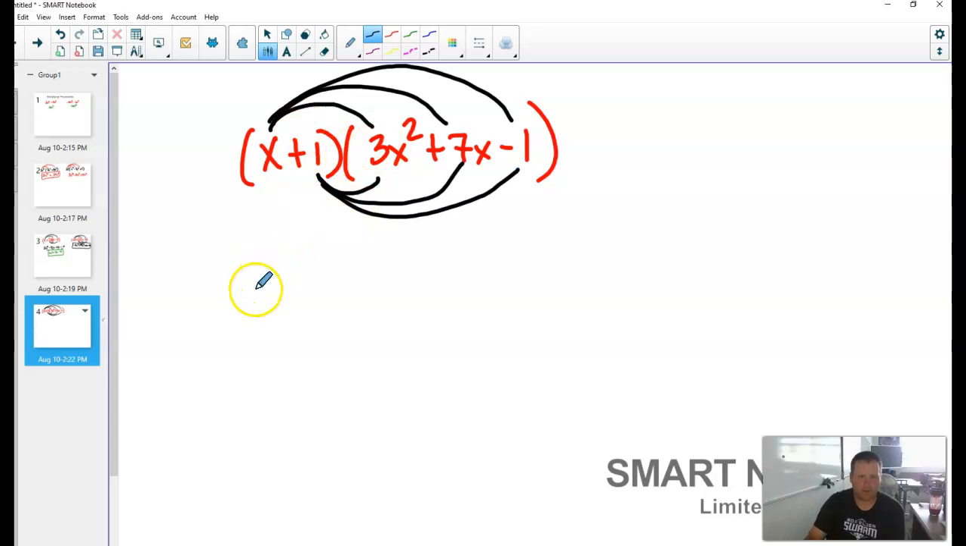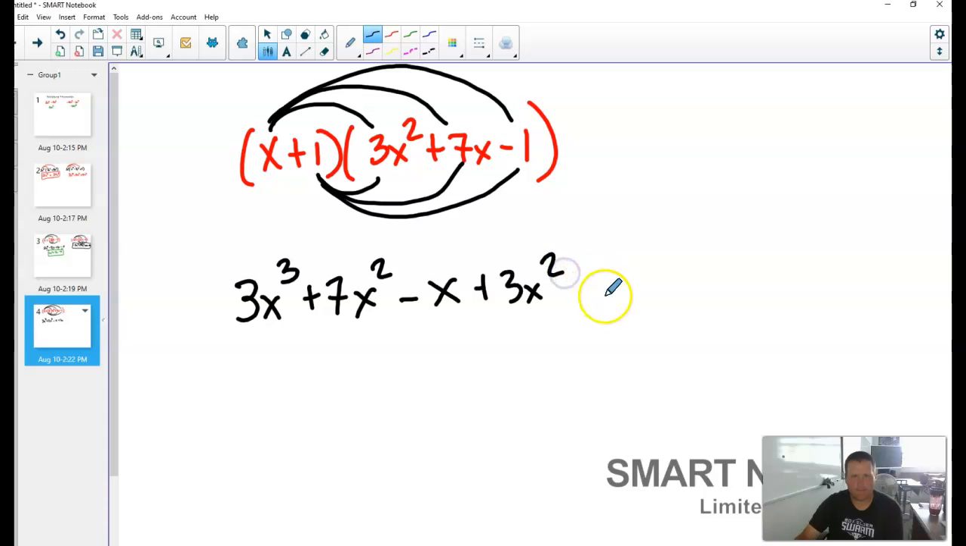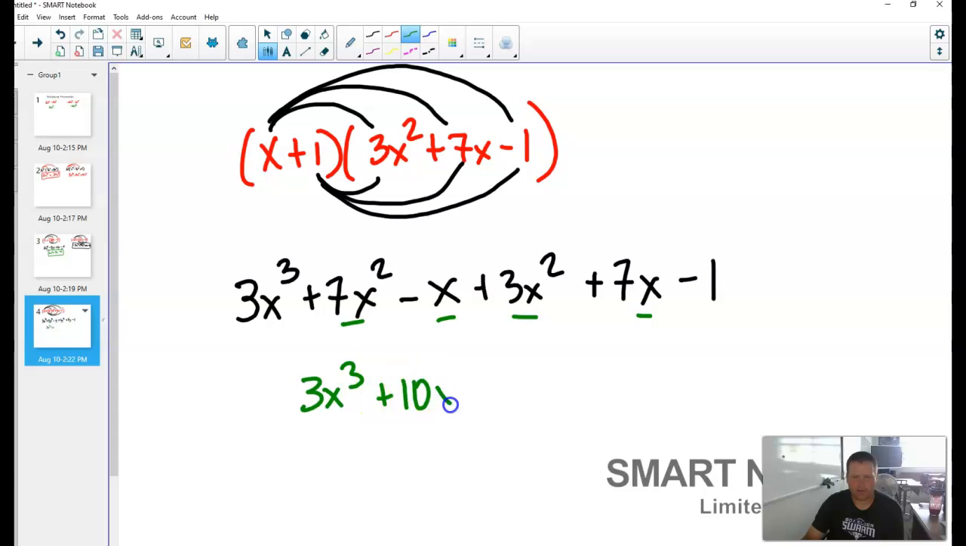So I end up with 3x to the third, plus 7x squared, and then minus x. And then the 1 gives me positive 3x squared plus 7x and minus 1. Then I just have to combine like terms. You just have a lot more combining of like terms. I can combine those two and those two. So I'm left with 3x to the third plus 10x squared plus 6x.